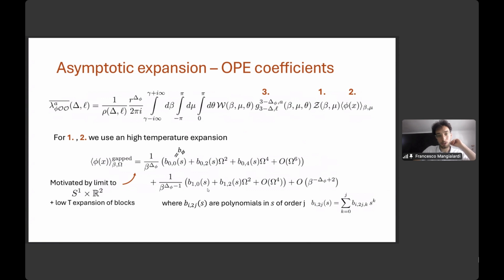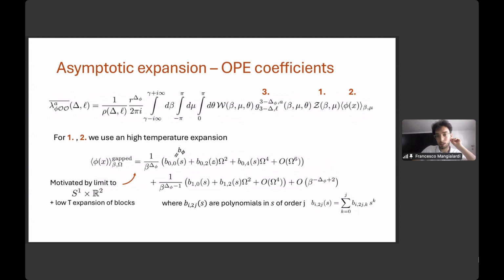This type of expansion, the singularity structure in beta, is motivated by the limit to the plane. In fact, sending beta to 0 is equivalent to sending the radial direction of the sphere to infinity. And so we expect this type of singularity, 1 over beta to the delta phi, to be the leading singularity in beta. Instead, the dependence on omega and S we assume to be this one to have compatibility with our block expansion at low temperature.